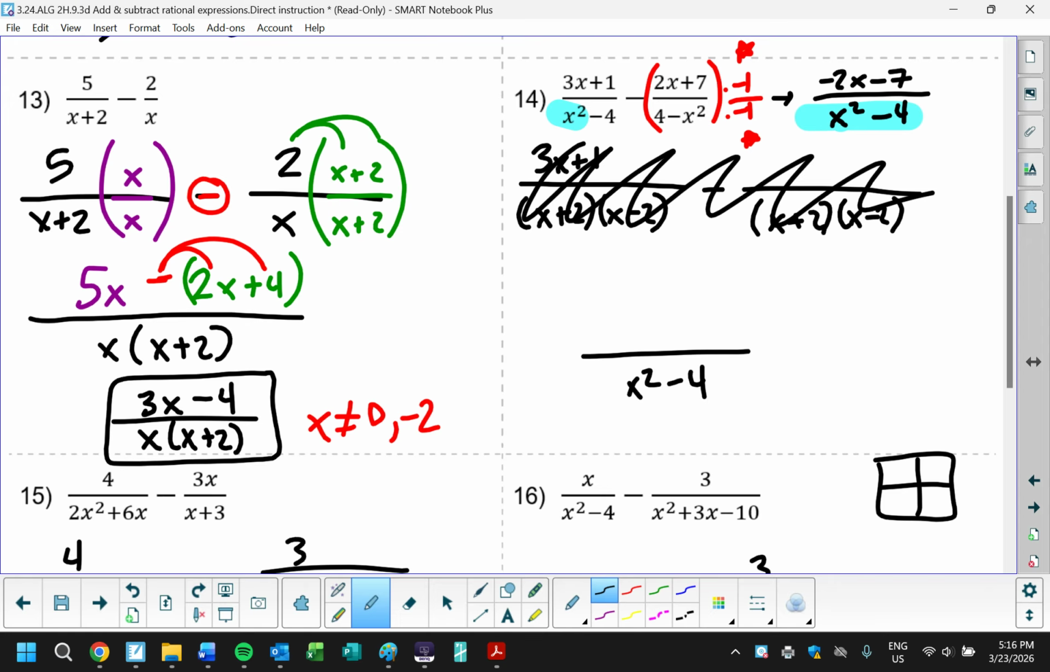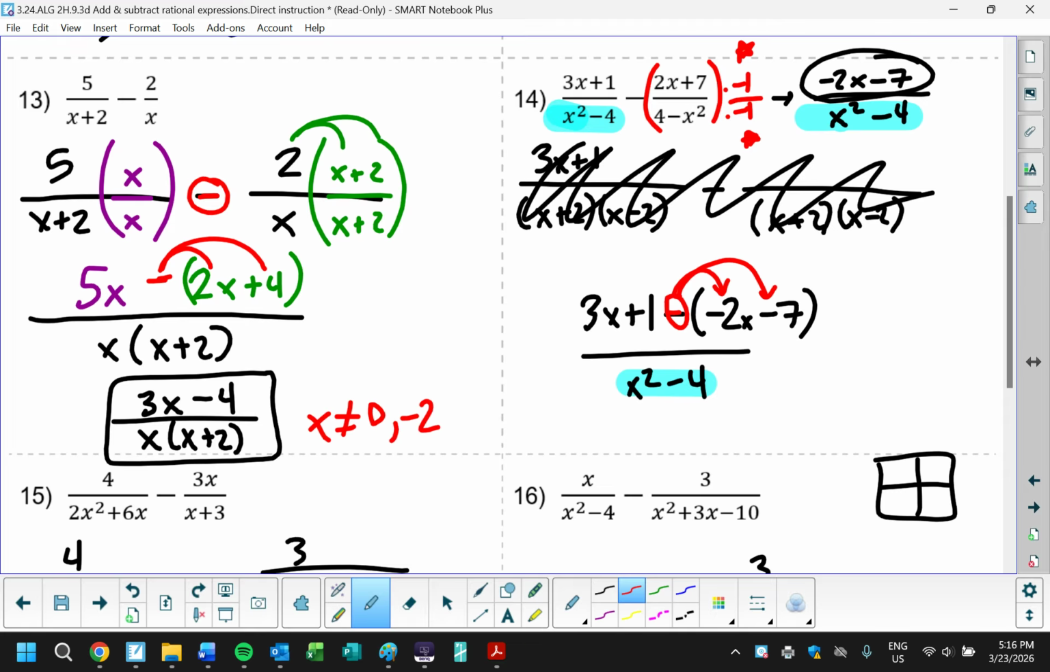Number 14 was quite nice. After we manipulated one of the denominators, they both now say x squared minus 4. So in fact, all we have to do is subtract the numerators. We need a 3x plus 1, and we're subtracting now, don't forget, we had to change this guy, we're subtracting negative 2x and a negative 7. Now, mind you, we are subtracting both of those, which is going to change that to addition, and is going to change that to addition as well.